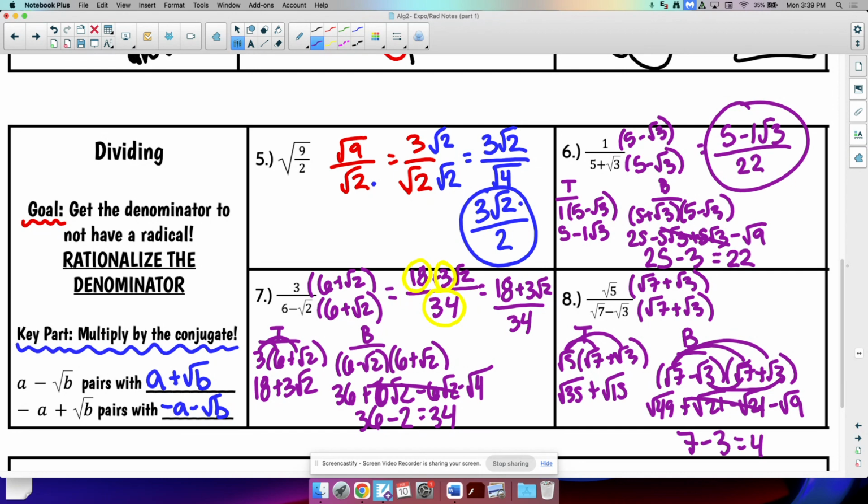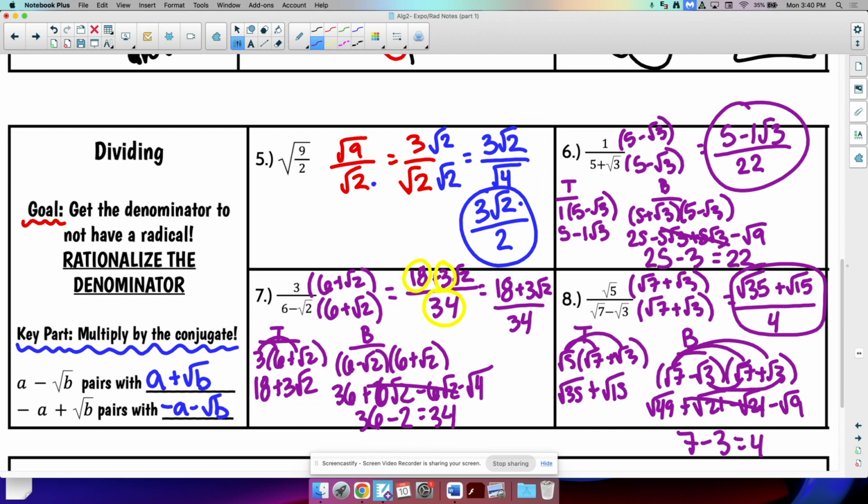So notice how our denominator always goes away, so there's no more radical. So root 35 plus the square root of 15 all over 4. Nothing can be reduced there, so you're just done right here. So when you guys see a fraction with a radical on the bottom, the real goal is to get rid of that radical on the bottom. You do it by multiplying through.